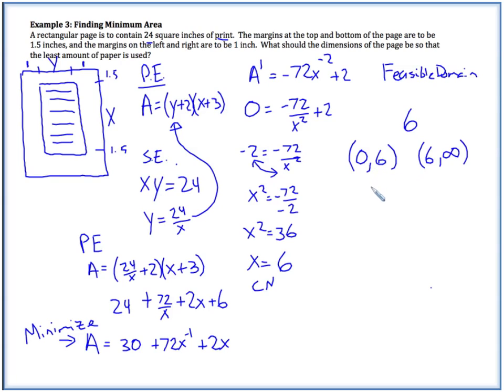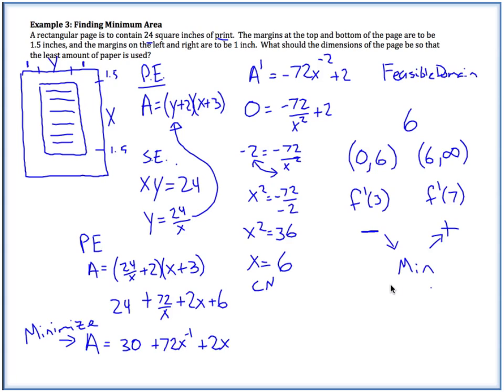So if we tested something like 3, let's just find f prime of 3. If we plug 3 in here, we would get 3 squared is 9. Negative 72 over 9 is bigger than 2 in absolute value, so this would be negative here. And we could try f prime of 7. Now when you square 7, you get 49. Negative 72 over 49 plus 2 actually is a positive number. So if we go from decreasing to increasing at 6, this would become a minimum.